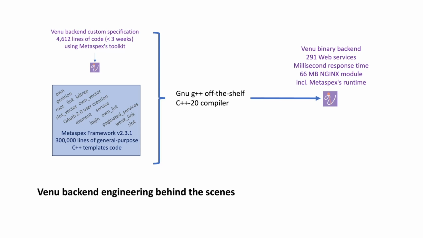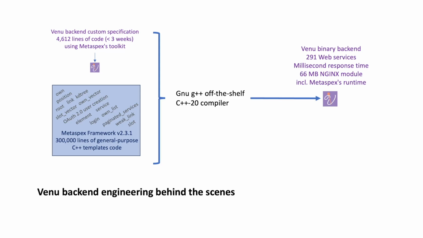The GCC compiler not only produces the binary, but also validates the specification. It won't let it compile if it is not properly formed. This cuts testing drastically. In Venu's case, we did not need to use any complex architecture using microservices. We have nothing against microservices, as Metaspex can generate hundreds of them if necessary, but the complexity they bring was not necessary here.